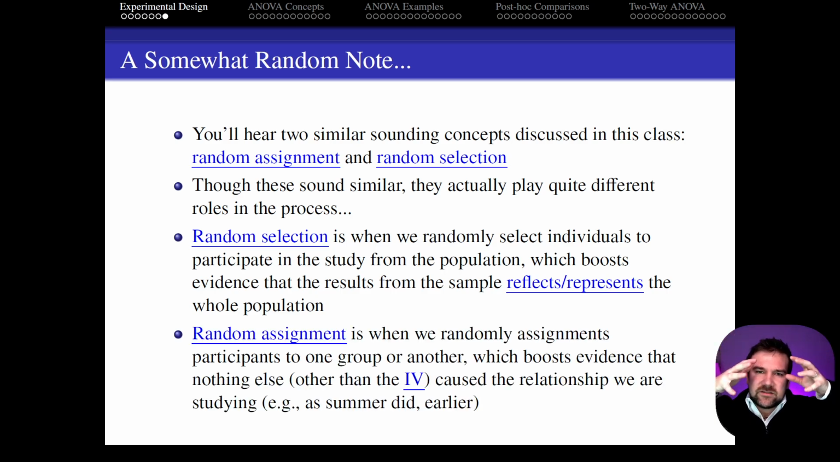Random assignment, in this visual picture, is after we have our group, how do we determine how we split them into, say, treatment and control? So after I've selected my people, this is after random selection, how do I determine how to split them when it comes to putting them in the different groups for the experiment? That is random assignment. Random assignment is randomly assigning a person to one group or another.